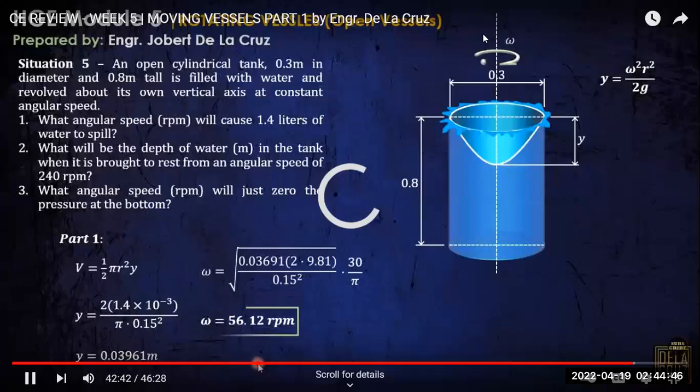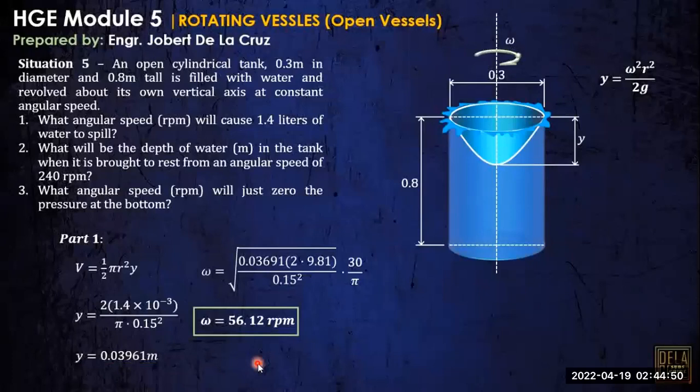So what will be in the tank when it is brought to rest from an angular speed of 240 RPM? Okay, pinaikot daw natin siya by 240 RPM. Then after that, it will become rest or it will be in rest position. Then after that, ano yung depth of water in that case?